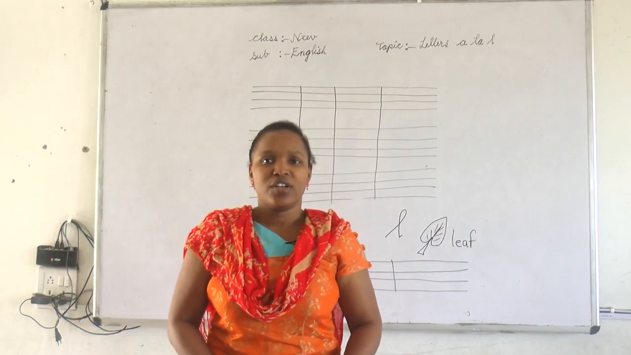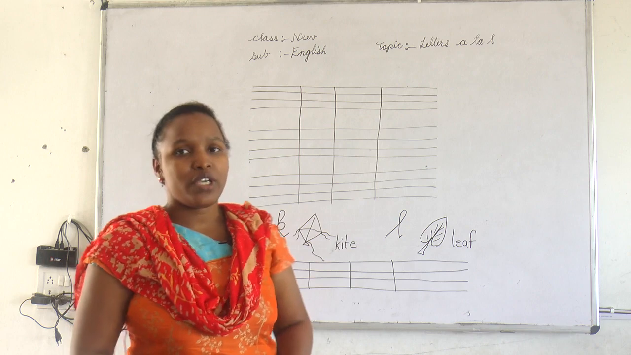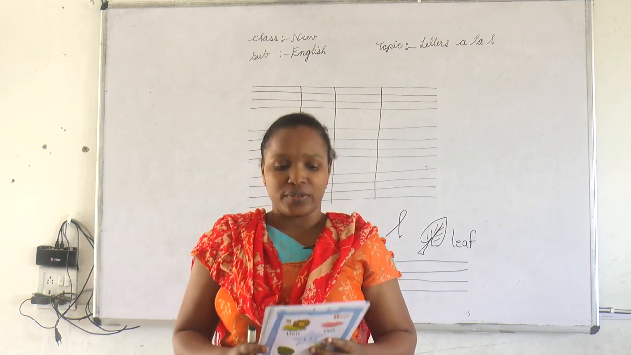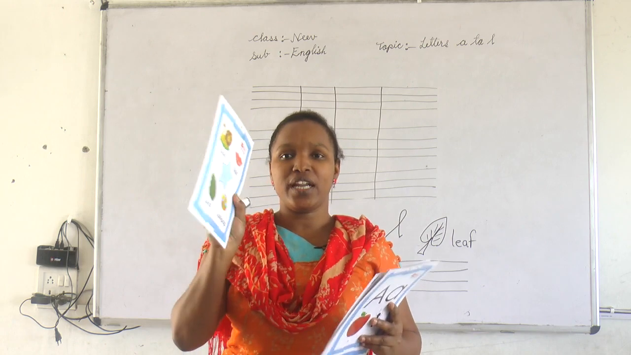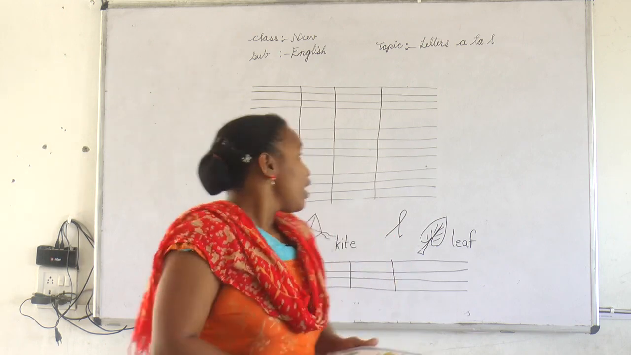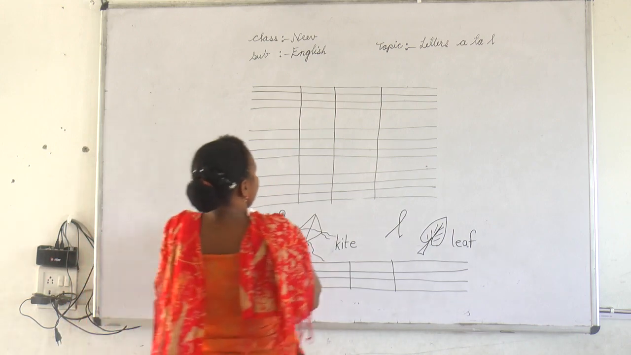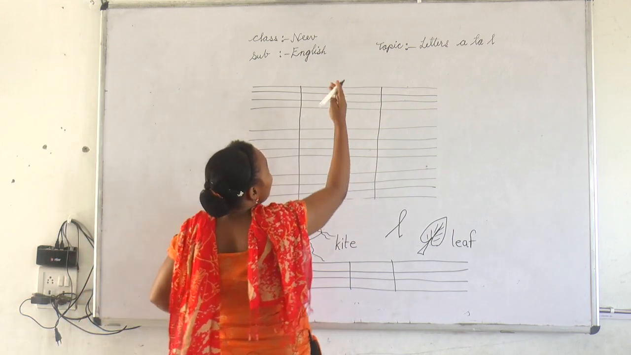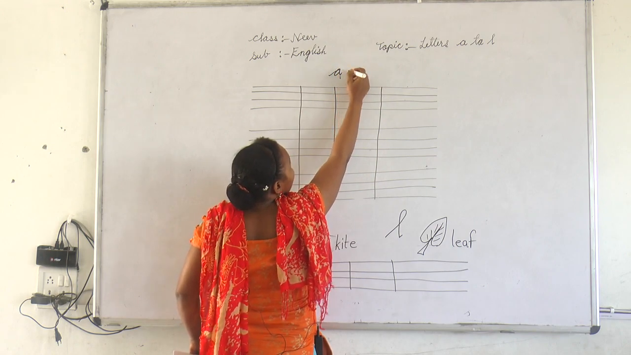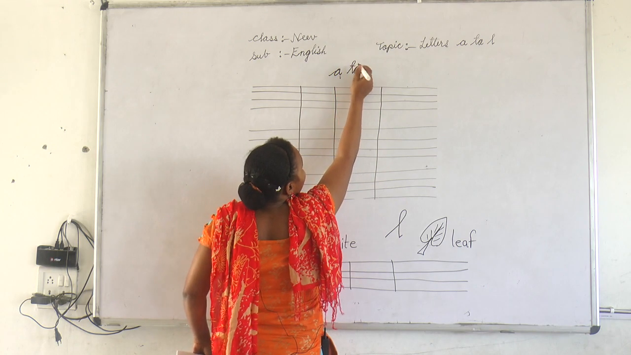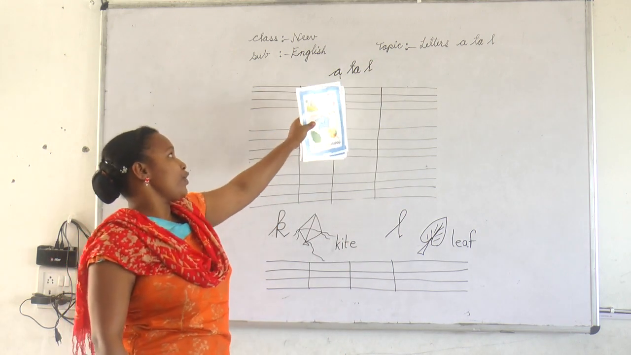Hello students, today we are going to learn letters A to L, okay. With flashcards we are going to learn. Flashcards means like these cards, it will be there and some pictures will be there with the name, okay. And we are going to learn today in a sequence, A to L. In a sequence we are going to write.